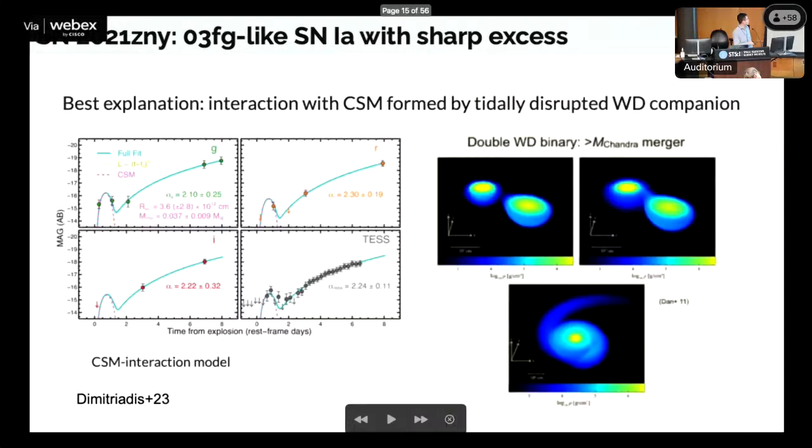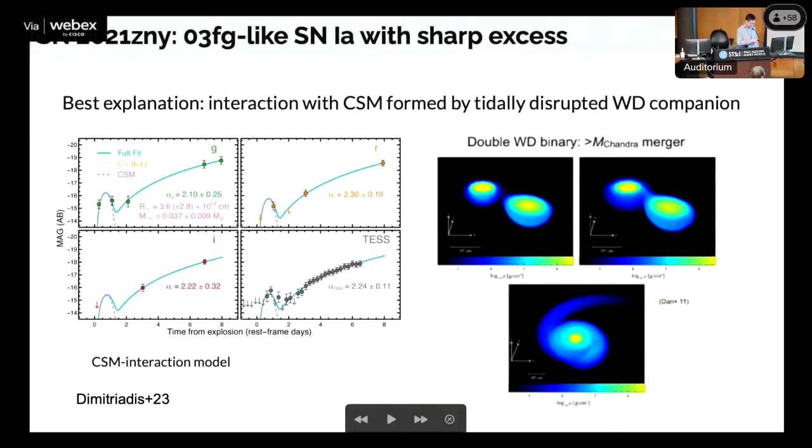So these short features cannot be well explained by any of the other models except for the CSM interaction model. Combined with the spectroscopic observations, we can confidently conclude that the best explanation for this object is that the progenitor system consists of double white dwarf binaries, and when it's spiraling, the companion gets tidally disrupted by the primary white dwarf and forms a dense CSM around the progenitor system. The interaction with that creates the early excess which we see here, and that also naturally explains the super-Chandrasekhar nature of this object.